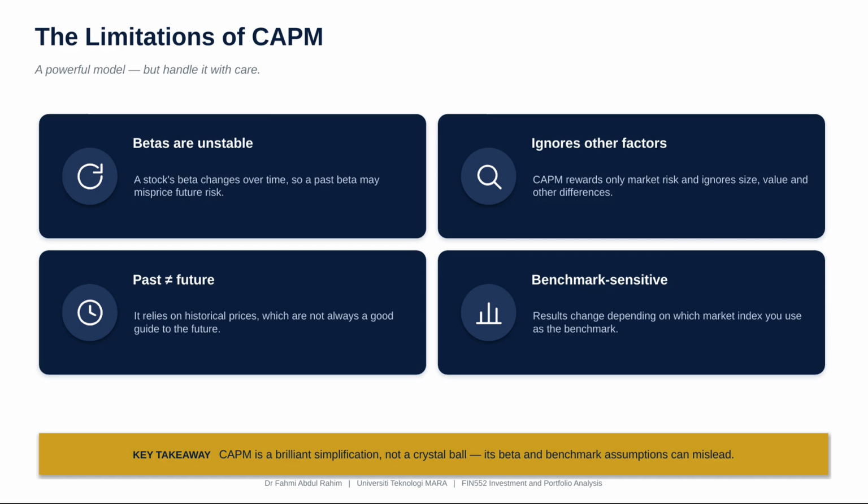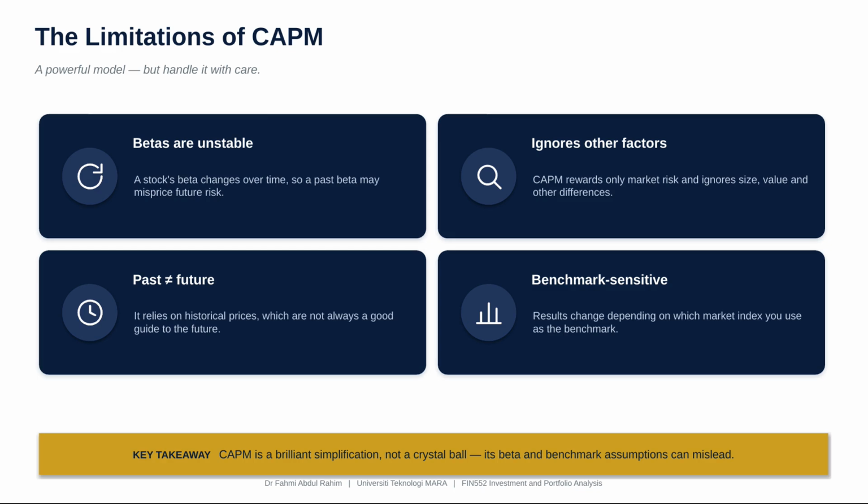Third, past does not equal future. The whole model relies on historical prices and returns to estimate beta and the market premium. But history is not always a reliable guide to what comes next. And fourth, the results are benchmark sensitive, meaning your answers change depending on which market index you choose as the benchmark. The FBMKLCI will give a different beta than, say, a global index.